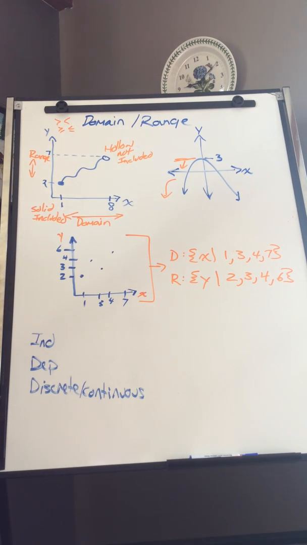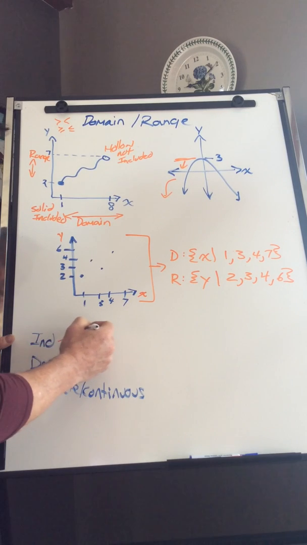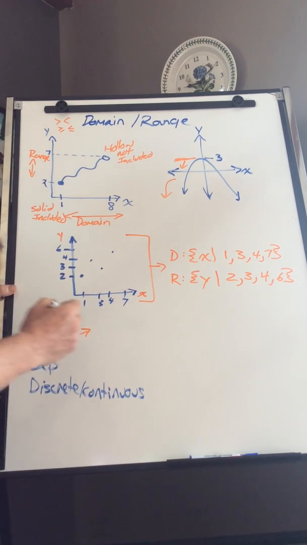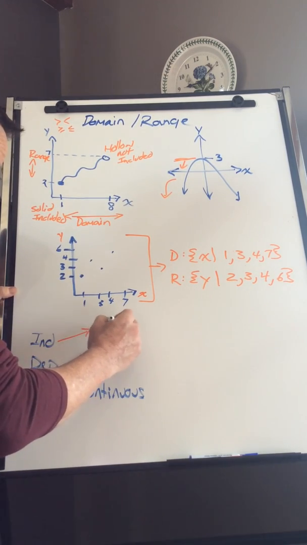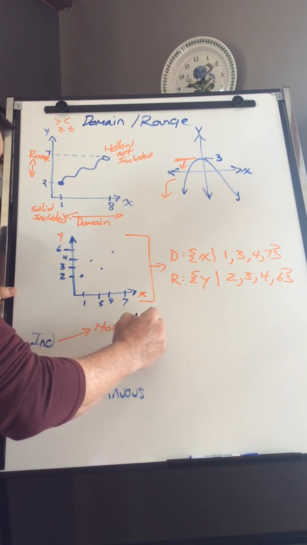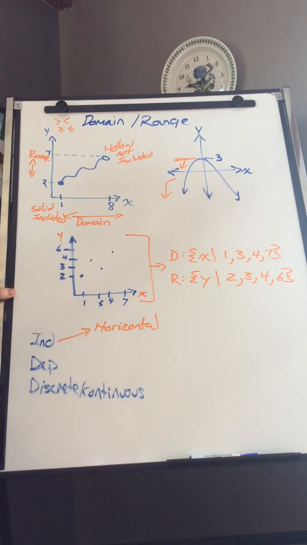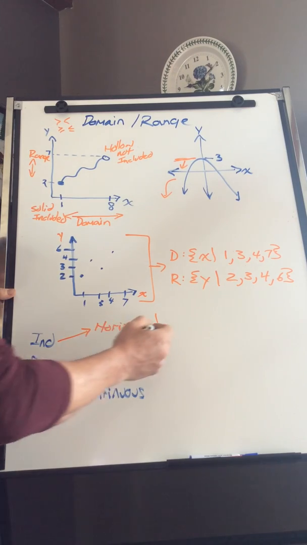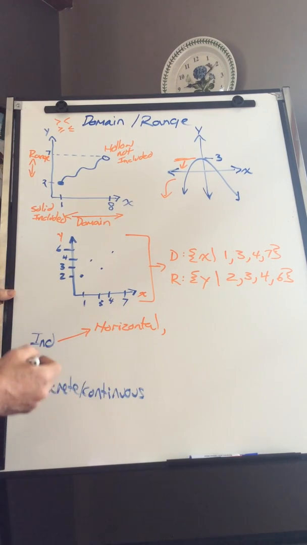Hopefully that's helpful. Independent, dependent. I've mentioned this a couple times already. Independent is always the horizontal. And what else can I tell you about the independent? It's the one you have more control over, is the best way to describe it.